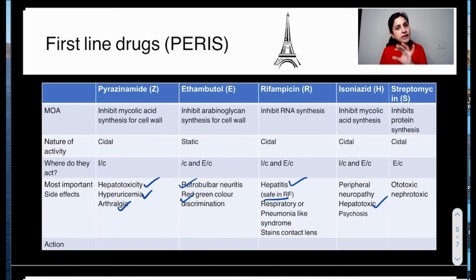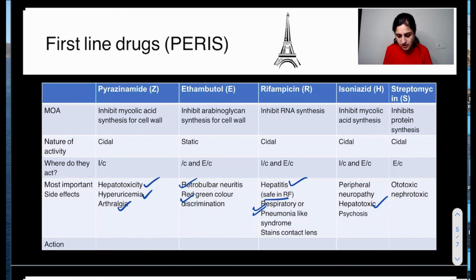Rifampicin, we already did one, it is hepatotoxic. Then R for rifampicin, R for respiration. Respiratory syndrome, or we say pneumonia-like syndrome, is very common with, or can be seen with, rifampicin. R for rifampicin, R for respiratory-related syndrome.